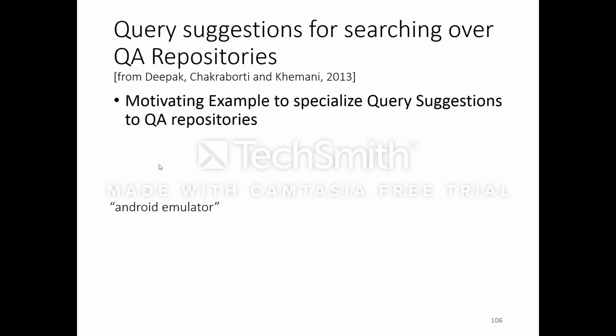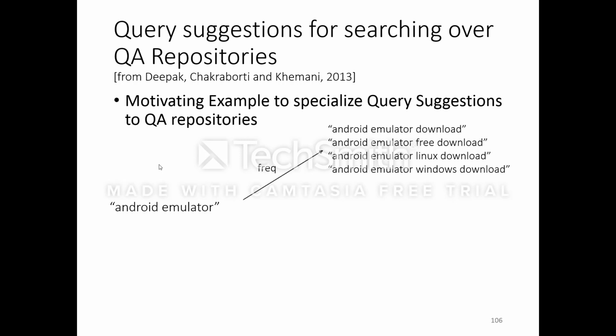So this paper from ECIR 2013, in which I was also involved, has a motivating example for specialized query suggestions for QA repositories, which, if I remember correctly, we found from the data itself. So if you look at Android emulator and you're trying to complete this search query, then if you take a frequentist approach based on how frequently Android emulator occurs in web pages and what words follow it, you might get things like Android emulator download, Android emulator free download, Android emulator Linux download, Android emulator Windows download, etc.